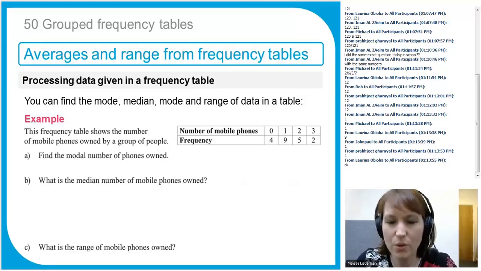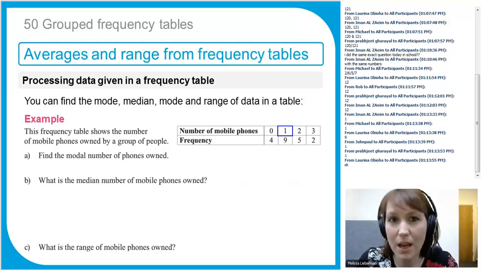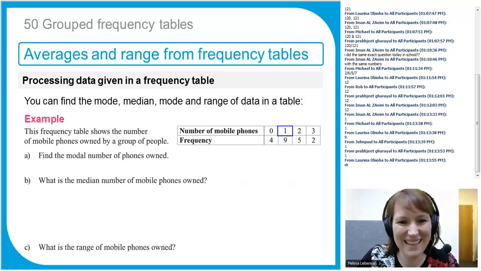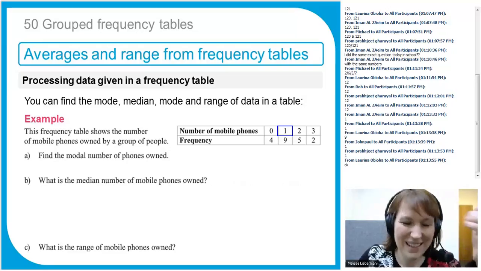The modal number of phones owned is 1, because that's the one that has the highest frequency. So most of the people in this group have just 1 phone. 9 people have just 1 phone. So the modal number of phones owned is 1. Okay, easy mistake. I'm glad that you've made it, because that allows me to highlight that point. I would hate it if everyone watching was a math genius, and then I wouldn't be able to explain things.